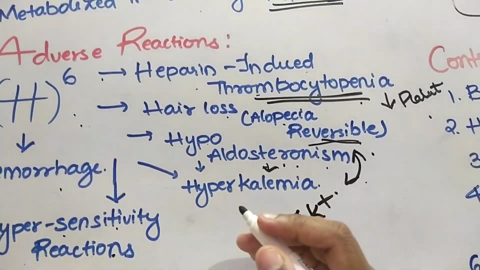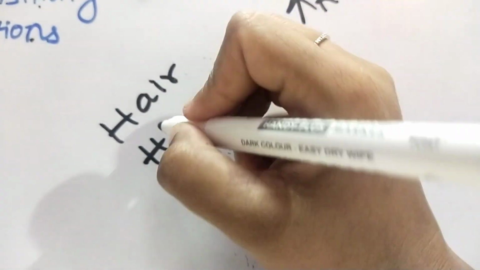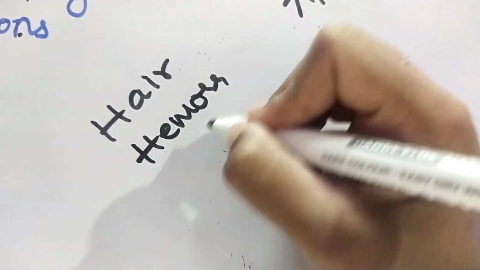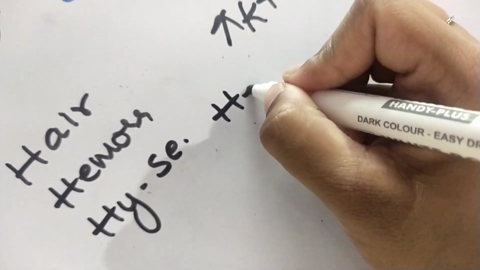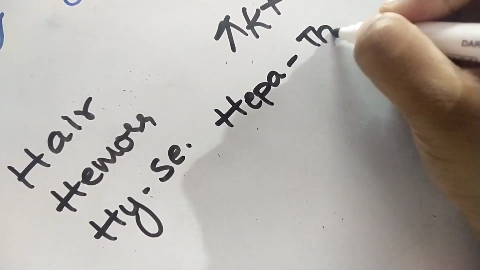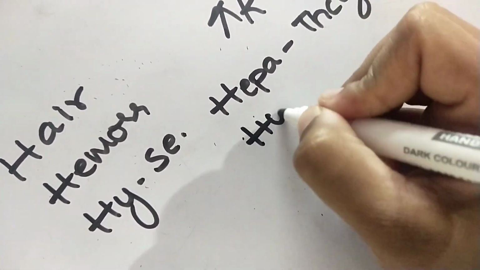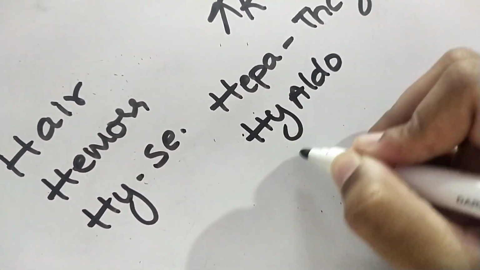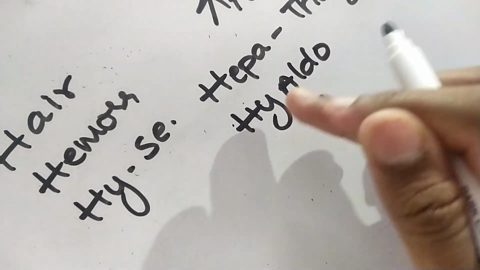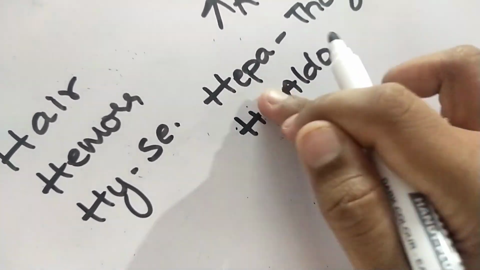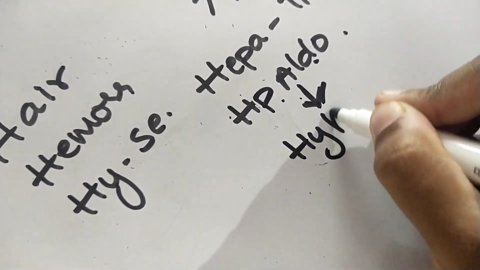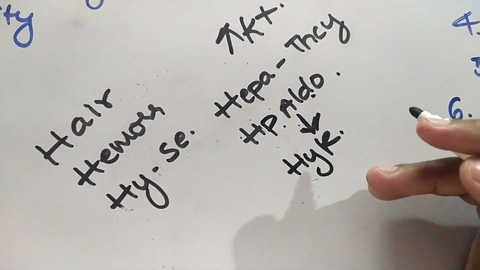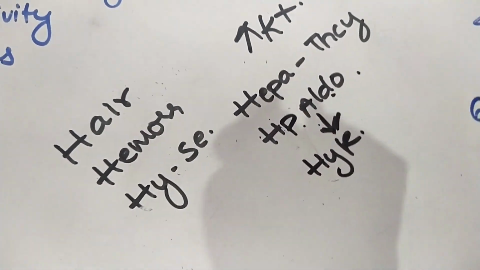So what are the adverse effects of heparin? Hair loss, alopecia, hemorrhage, hypersensitivity reactions, heparin induced thrombocytopenia, and hypoaldosteronism, which results in hyperkalemia. These 6 are the adverse effects heparin has.